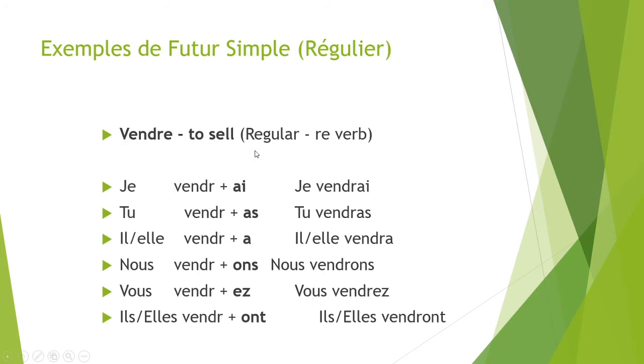For re verbs, it's slightly different. You take the infinitive, but you take out the e. So vendre, to sell, becomes vendrez, but there's no e here, as you can see, because you gotta take it out when you're forming the future simple.